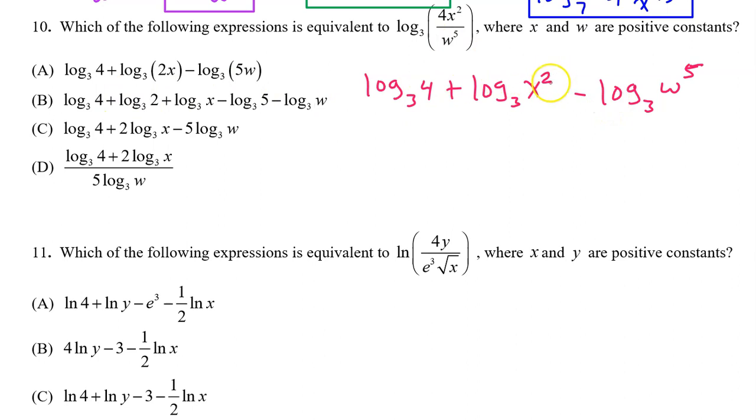Now we can take any exponents and move them to the front of their respective terms. So in the end we get the log base 3 of 4 plus 2 times the log base 3 of x minus 5 times the log base 3 of w. Looking at the options, the answer is C.